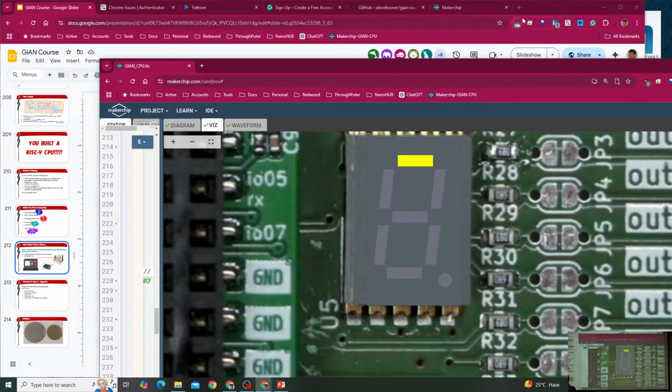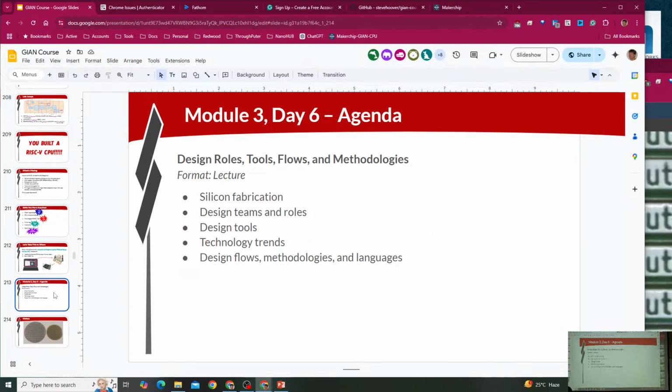And this design will fit on the FPGA. Right? And then when we come back after lunch, we'll start into the next module.